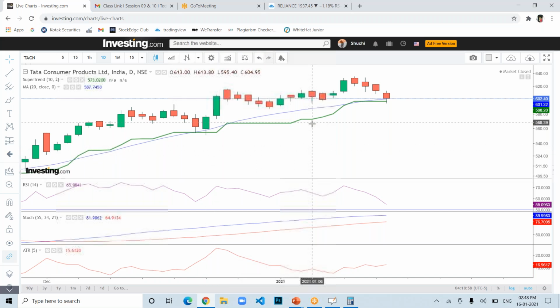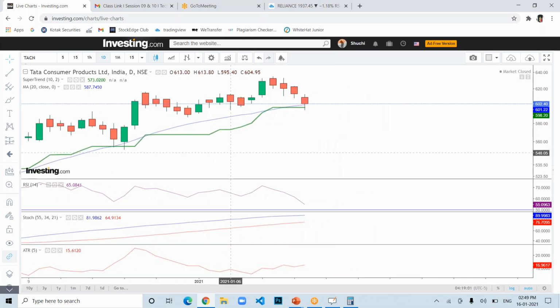Okay. Now coming to the next. Now look here. Tata Consumer gave you a golden swing buy yesterday, exactly at Friday closing. See how the price is, RSI is above the 50 line, 55. Stochastic on the last candle was a buy yesterday just at the closing.